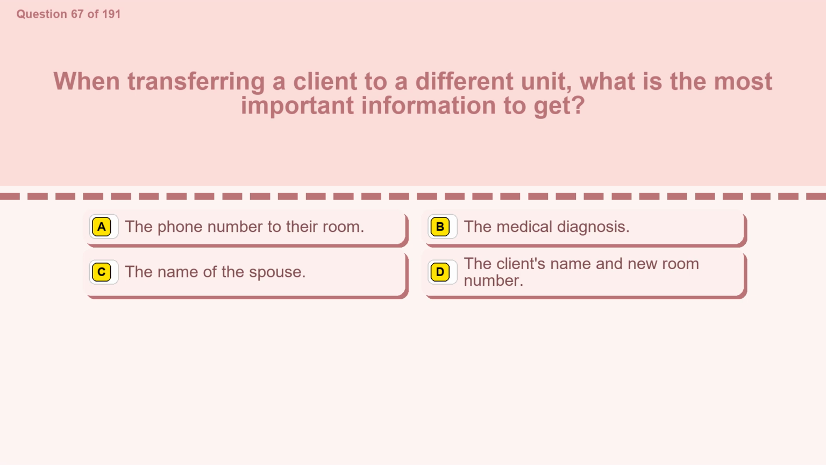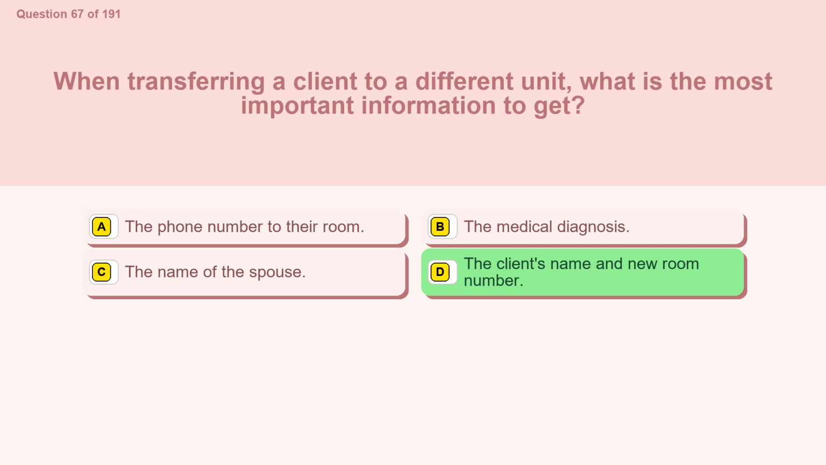Question 67. When transferring a client to a different unit, what is the most important information to get? Option A. The phone number to their room. Option B. The medical diagnosis. Option C. The name of the spouse. Option D. The client's name and new room number.